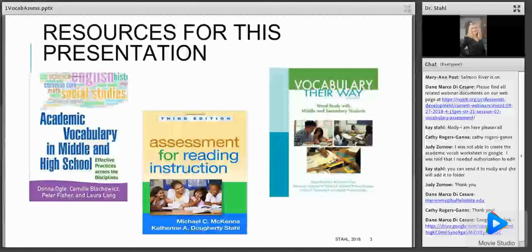And for today's presentation, I also relied on the work for middle and secondary students in Vocabulary Their Way. Some of the things that I'll be sharing today come from that book also, a wonderful resource.